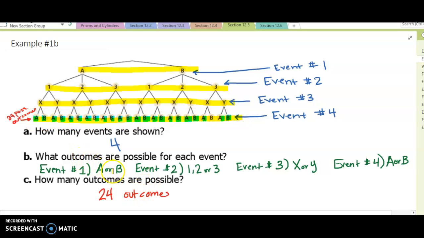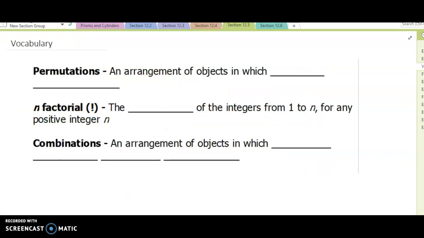In those events, each of them have different possibilities. Event 1 would have A or B. Event 2, we could have a 1, 2, or a 3. Event 3 would either be X or Y, and event 4 would either be A or B. If we add up all these total outcomes, which is this bottom line here, there are 24 possible outcomes. All right, so let's go over some vocab.